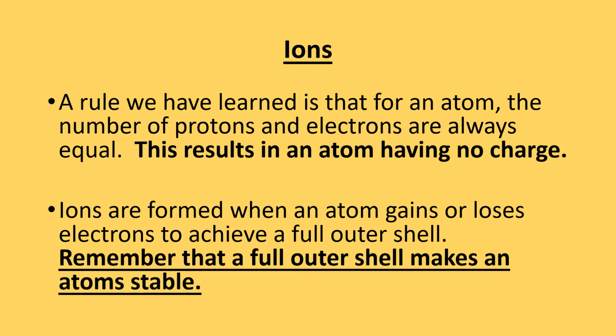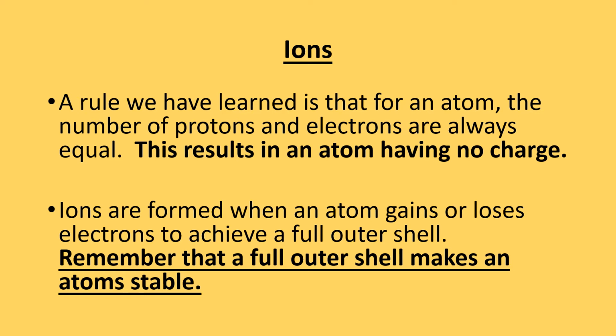So the first thing when we're considering ionic bonding is really thinking about the word ion and what an ion actually is. One of the first rules we learn when we're learning about atoms is that the number of protons and the number of electrons in an atom are always equal, which results in an atom having no charge. Often your chemistry teacher will ask you a question about how something containing positive and negative particles, or protons and electrons, can have no charge. You're expected to know that there are equal numbers of them.